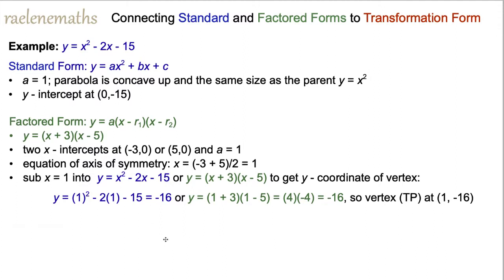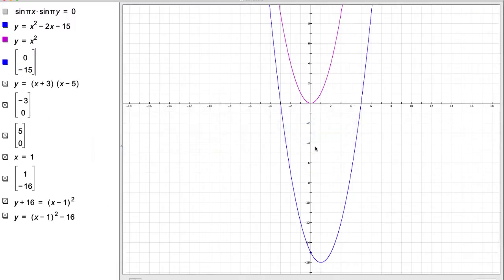Once we take the mean of these two x-intercepts, we can get the equation for the axis of symmetry, x equal to 1. Then we can substitute that x value into either the standard or factored forms to get the y-coordinate of the vertex or the turning point. When we substitute into the blue equation or the green equation, we get negative 16. So our vertex or turning point is located at (1, -16).